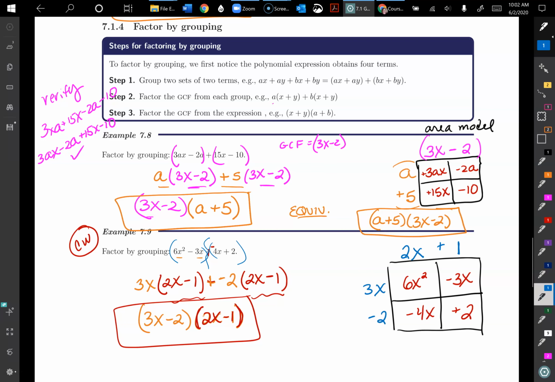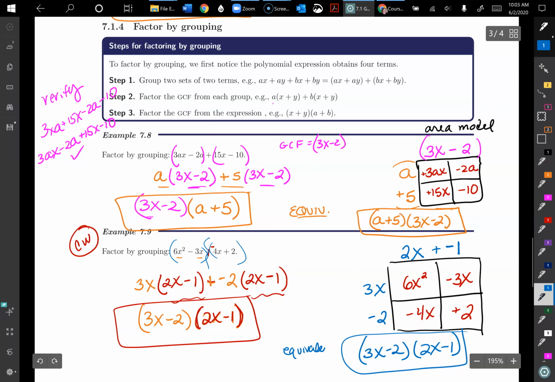But I have to make an adjustment here, because in order to get this plus 2, this is why it's really important to check, I have to do negative 2 times negative 1 to get a positive 2, and I have to do negative 2 times 3x times negative 1 to get this negative 3x. So I have to actually write it like this, a plus negative 1. That's why with the box method, the caution is that you have to check it. You have to play with it and make sure you get your signs right. But you do get the same answer, 3x minus 2 times 2x minus 1, and they're equivalent. I'll let you skip the verification on that. I don't often make you do those for these, maybe once on a quiz or something here and there.